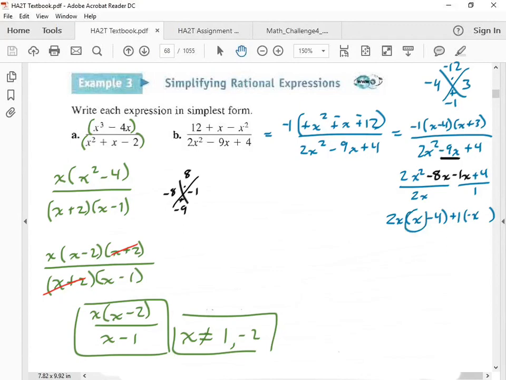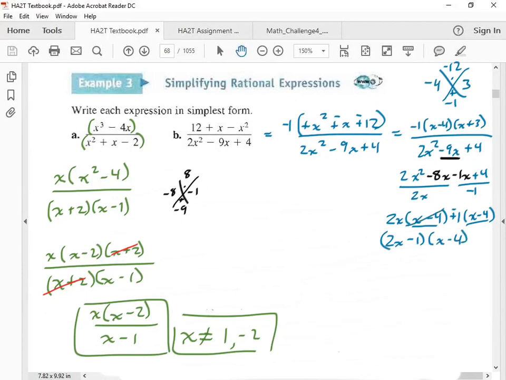Do I want a negative x? No, I want a positive x. So what should I take out? I should take out a negative 1. So let's change this to a negative 1. Now I have a positive x. What do I get when I go 4 divided by negative 1? Negative 4. Now do I have the same thing in the parentheses? Yeah, that means I can simplify this even more. I have 2x minus 1 and then x minus 4.